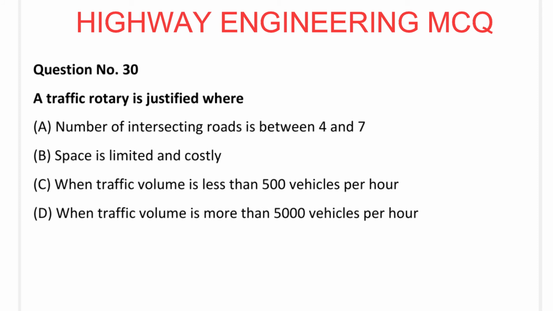So next question, the traffic rotary is justified where? Option A, the number of intersecting roads is between 4 and 7. Option B, space is limited and costly. Option C, when traffic volume is less than 500 vehicles per hour. And option D, when traffic volume is more than 5000 vehicles per hour. So the correct answer is A, the number of intersecting roads is between 4 and 7.